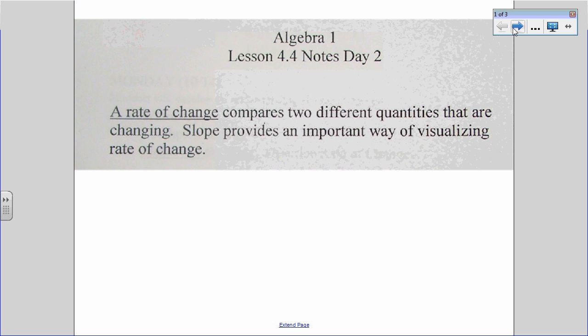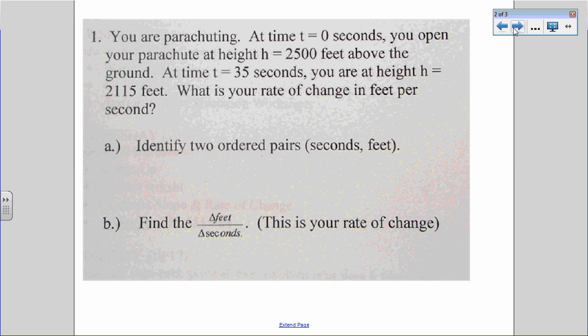So let's take a look at what we have going on here. You are parachuting. At time t equals 0 seconds, you open your parachute at a height of h equals 2,500 feet above the ground. At time t equals 35 seconds, you are at a height of h equals 2,115 feet. What is your rate of change in feet per second?